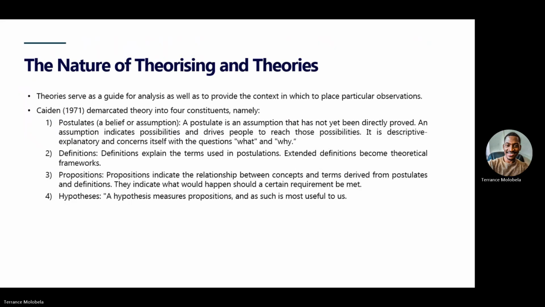Again, these are the four constituents that you need to understand. So let's just look at number one. A postulate is an assumption that has not yet been directly proved, meaning that this is the foundation or the beginning of theory. It has to do with the belief about the theory. In other words, it's an assumption to indicate possibilities, and that helps drive people to reach those possibilities.